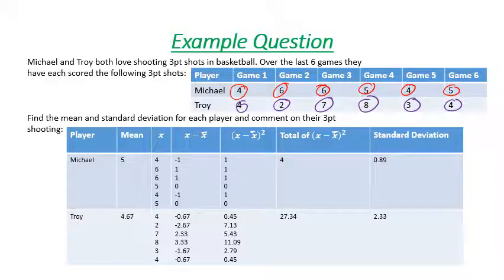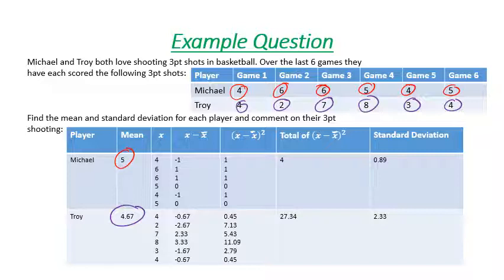Now we can work out the averages of each player by adding up the numbers and then dividing by 6, and Michael gets an average of 5, and Troy gets an average of 4.66 or 4.67 rounded. All right. So we can say that Michael's average is slightly higher than Troy's average of 3s per game. But if we're going to comment on the standard deviation, we need to be able to figure out our numbers.